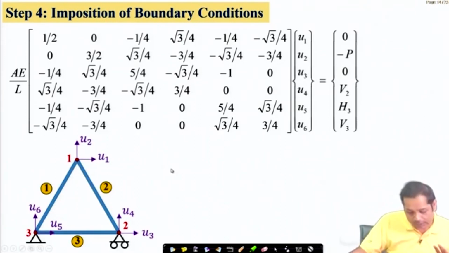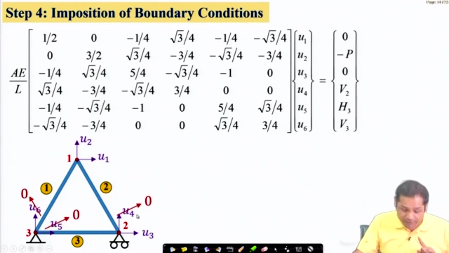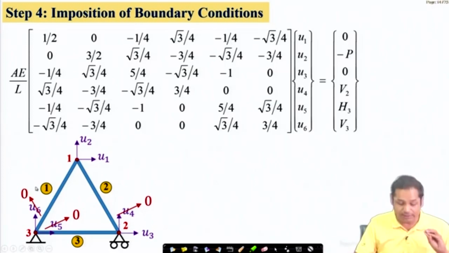Look at the support conditions. We see that at the support at node 3 we have a hinge joint, and at node 2 we have a roller joint. So naturally U4 will be 0, U5 will be 0, and U6 will be 0. So these are the pieces of information we have about the boundary.